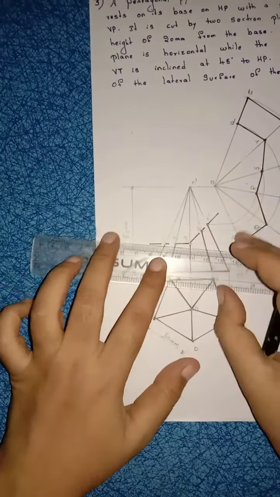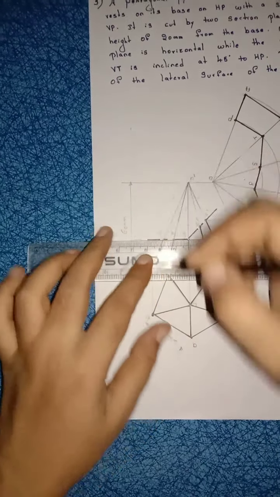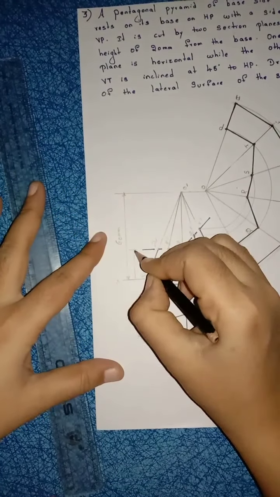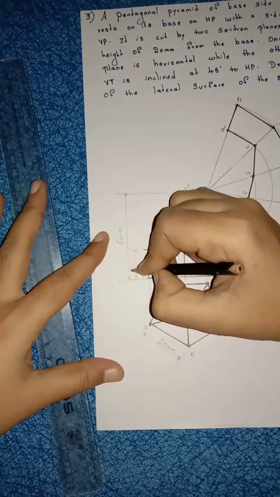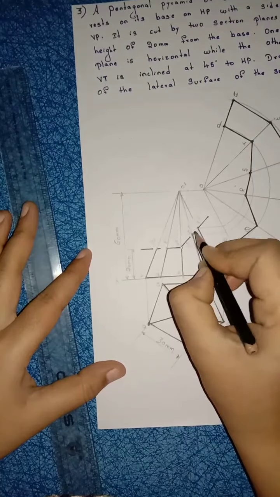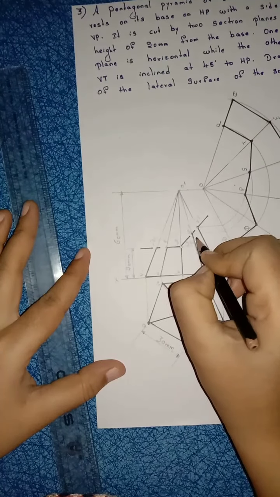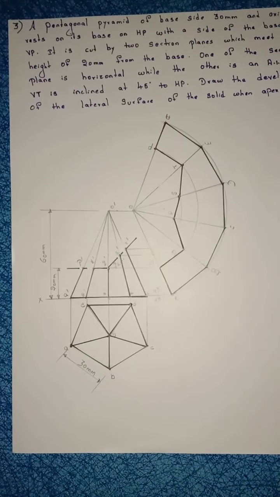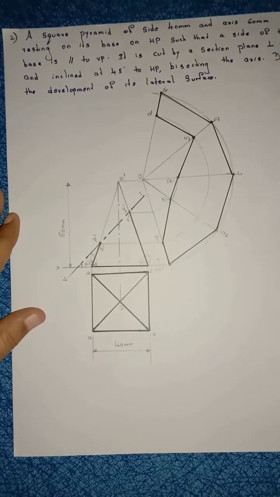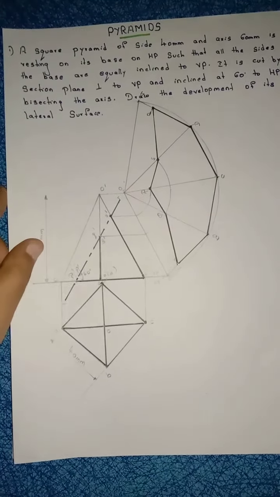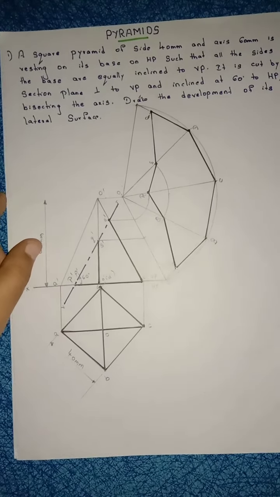Now from the base they asked to mark 20 mm distance to construct the sectional plane. So this is here 20 mm distance, and here the angle is 45 degrees. You have to mark the angle here 45 degrees. So this is the development of the pentagonal pyramid. And this is the development of the square pyramid when the base is parallel to VP, and this is another square pyramid when the base is equally inclined to VP.